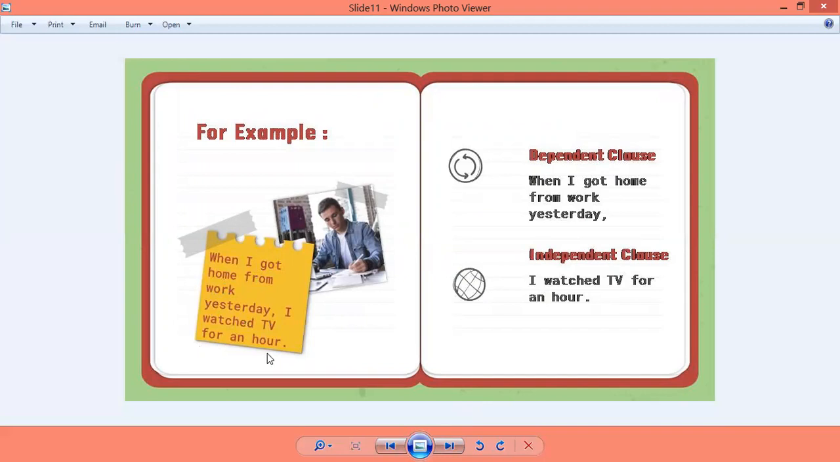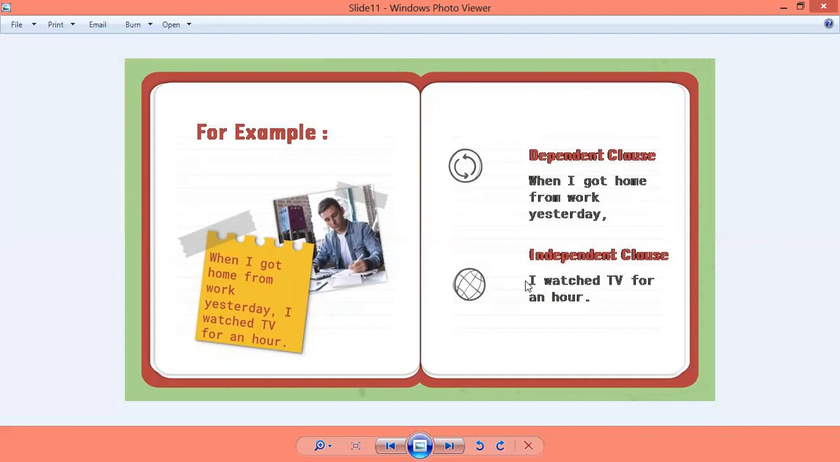जब मैं कल काम से घर आई, like after finishing my office, I came back to home, I watched TV for an hour. 1 घंटे के लिए मैंने टीवी देखा. So which of these is your dependent clause and which one is independent? Then when I got home from work yesterday, ये पूरा dependent clause है.